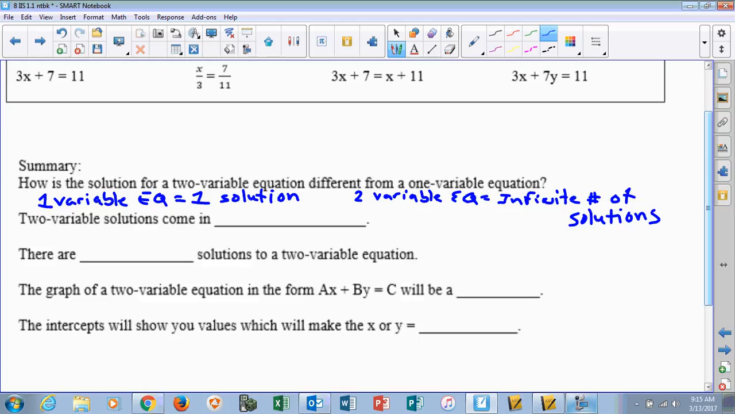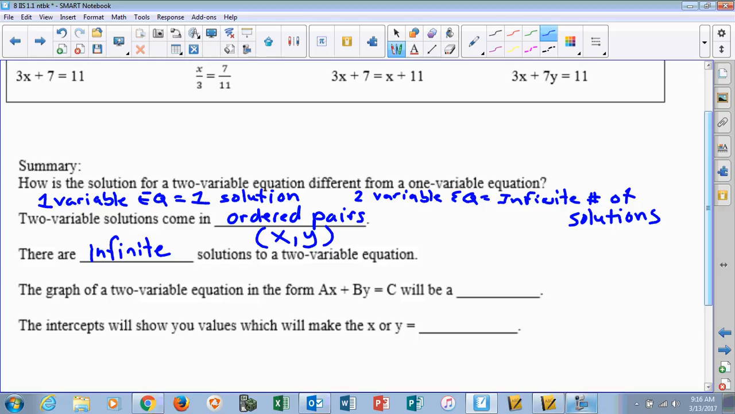Two-variable solutions come in what we call ordered pairs. Remember, they're in parentheses. X is first, followed by the y part. Those ordered pairs make up a point on a graph. There are infinite solutions to a two-variable equation. Again, that line goes on forever, giving you lots of combinations of endless possibilities.